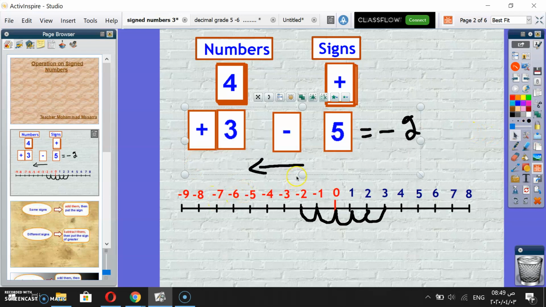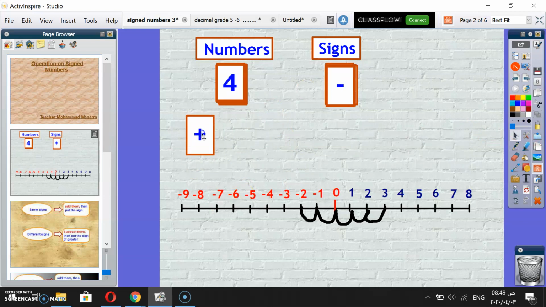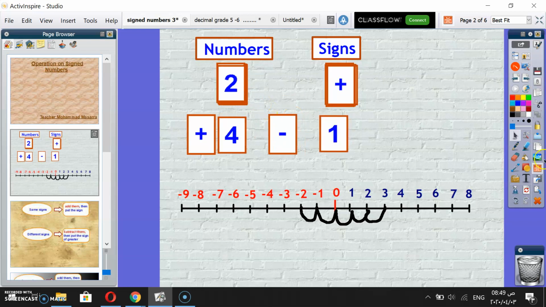Another example, plus 4 minus 1. So here is plus 4. I have a negative sign also, so I should go to the left by 1 unit, so equal 3.